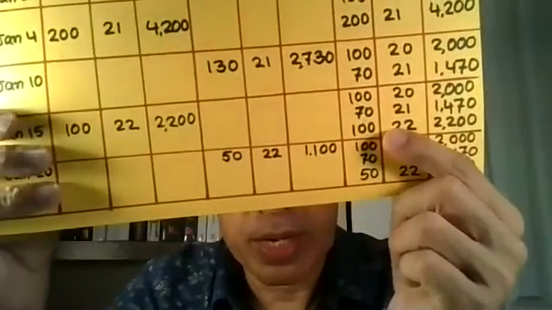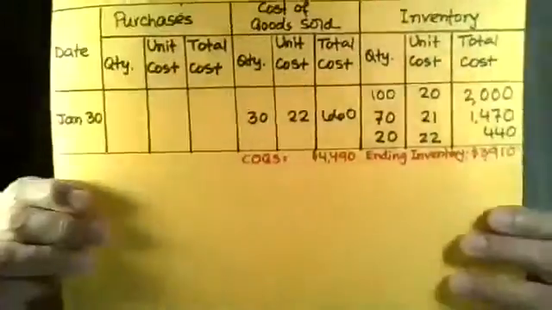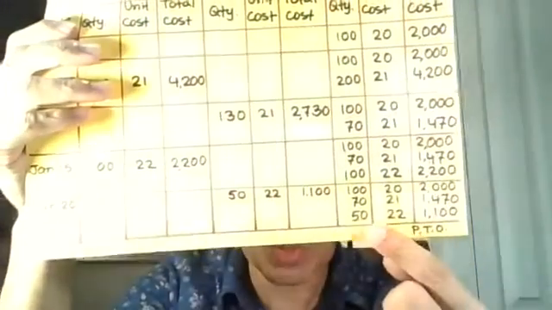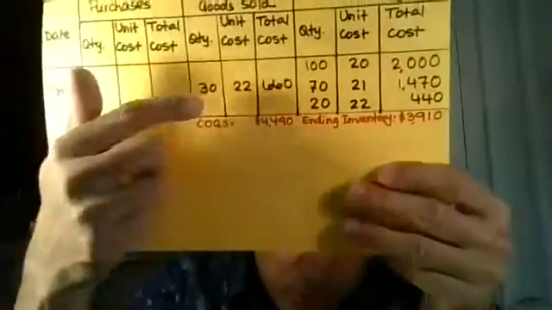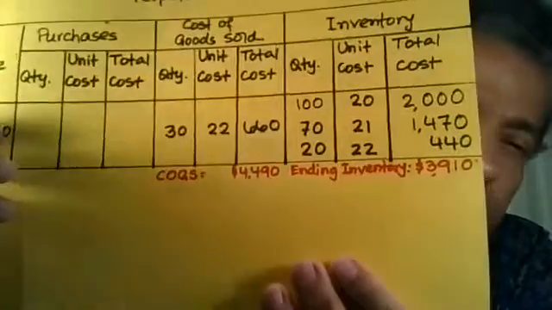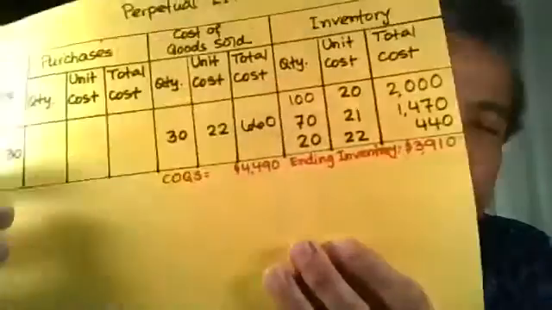And then remember, we had a final transaction, another sale of 30 units. So that 30 has to again come from the latest ones. My latest was 50 units at 22, my newest 50 units at 22. So that's the price we charged for these sales, 30 units at 22. That leaves me with this final number of units as my closing stock: 100 units at 20, 70 units at 21, and only 20 units at 22.